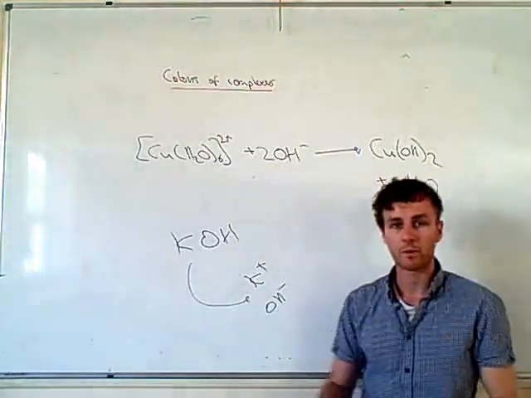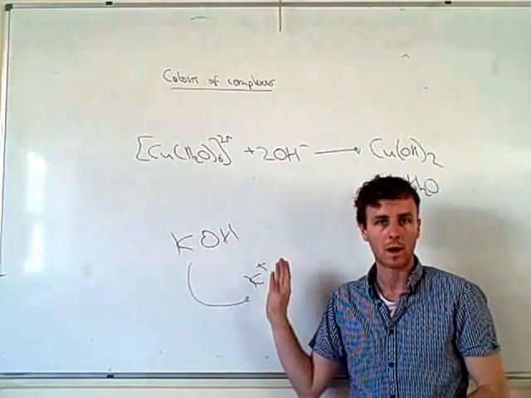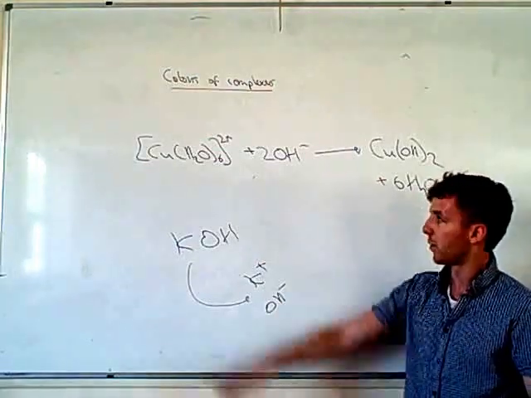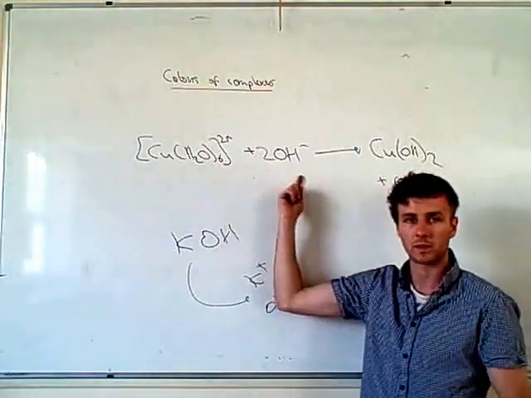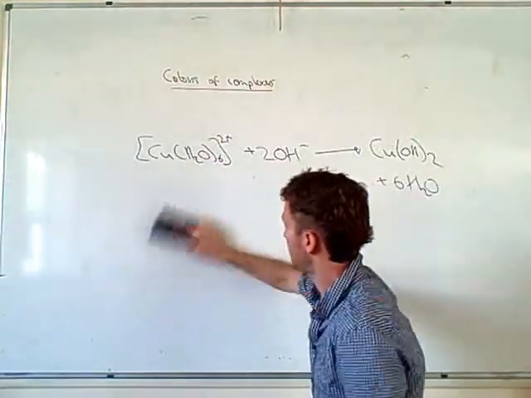So as long as you learn the formulas of all the different complexes you need to know about, it should be obvious what's going to happen from your equation. If we're reacting hexaqua copper with hydroxide, we're going to get a copper hydroxide plus the water left over. We'll just try one more.